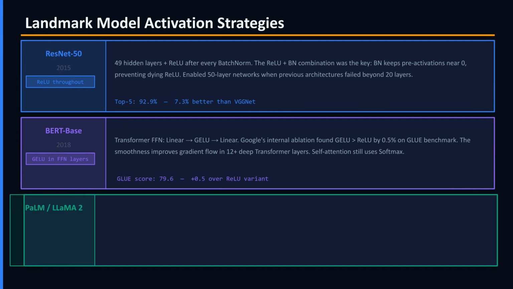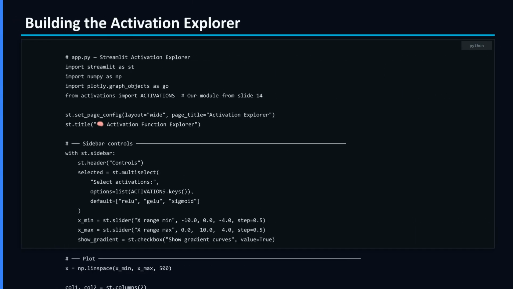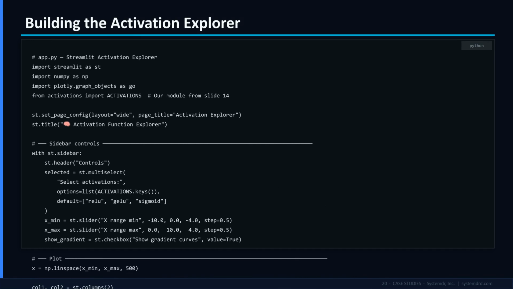ResNet combined ReLU with batch normalization, enabling training of deep 50-layer networks. BERT switched to GELU in FFN layers, gaining a 0.5% boost over ReLU. Modern LLMs like Llama 2 use SwiGLU, a gated activation variant that is more efficient than GELU. This is the code for the Activation Explorer. It uses Streamlit and Plotly to visualize the 6 functions and their derivatives. You can interactively compare activation behavior, which is essential for informed architecture decisions.